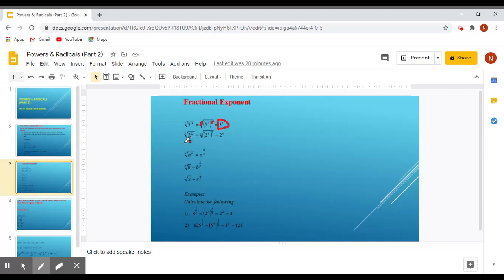Now we have the third root of 2 to the 12. 2 to the 12, we can rewrite as (2 to the 4) all to the 3. This 3 and this 3 cancel out, so our answer will be 2 to the 4.